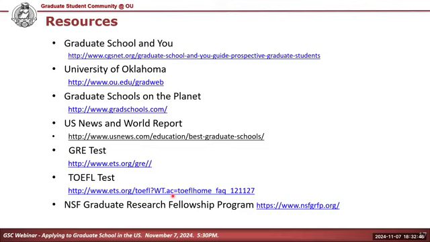Here are the resources. These are phenomenal resources. Graduate School and You. You can go to that and it'll give you these things that I've told you. You can go and check them out there. You can find out even more about what happens, how it happens, all this sort of stuff. The University of Oklahoma has a very good graduate school website. Graduate Schools of the Planet is a phenomenal website. And this again is another Farukism.